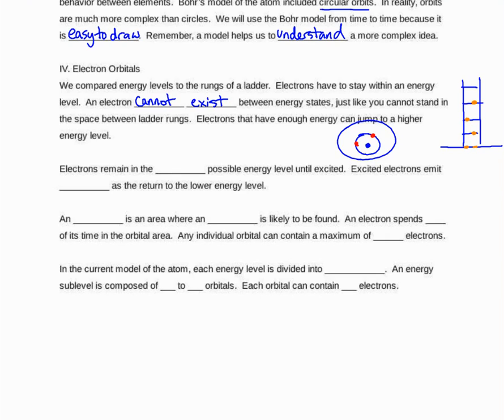Electrons will remain in the lowest possible energy level until they are excited, until something makes them climb the ladder. Excited electrons emit light as they return to a lower energy level.